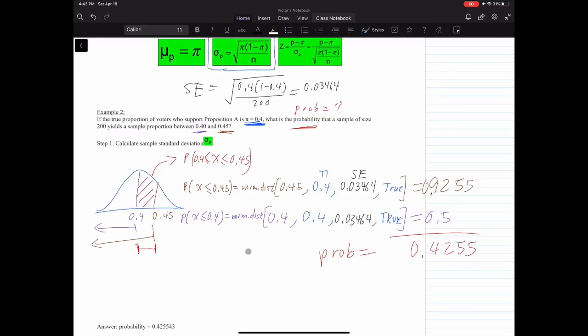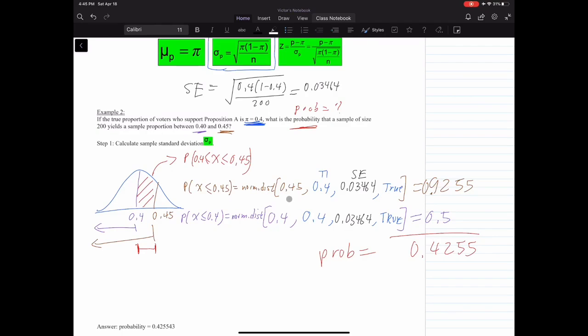Once we understand the diagram, we know that we're looking for probability, so we're going to use the formula norm.dist. We use norm.dist because we're trying to find probability. If we're trying to find x, then we use norm.inv. It asks for four variables. First variable is your x, second is your mean, which is pi, third is your standard error, and the last variable is your cumulative.